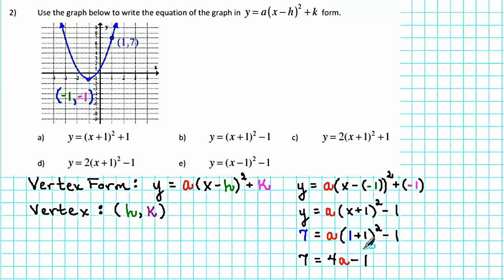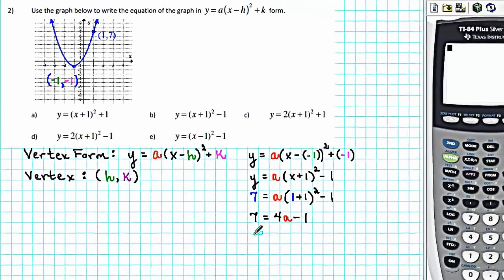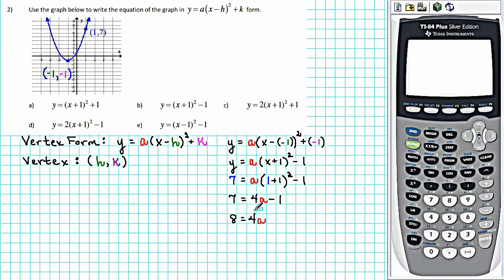Now add 1 to both sides of the equation. We get 8 is equal to 4a. Finally, divide both sides by 4. We find that a is equal to 2, so now substitute 2 for a in the vertex form. The vertex form of the given graph is y is equal to 2 times the square of x plus 1 minus 1. That matches D, so D is the correct answer.